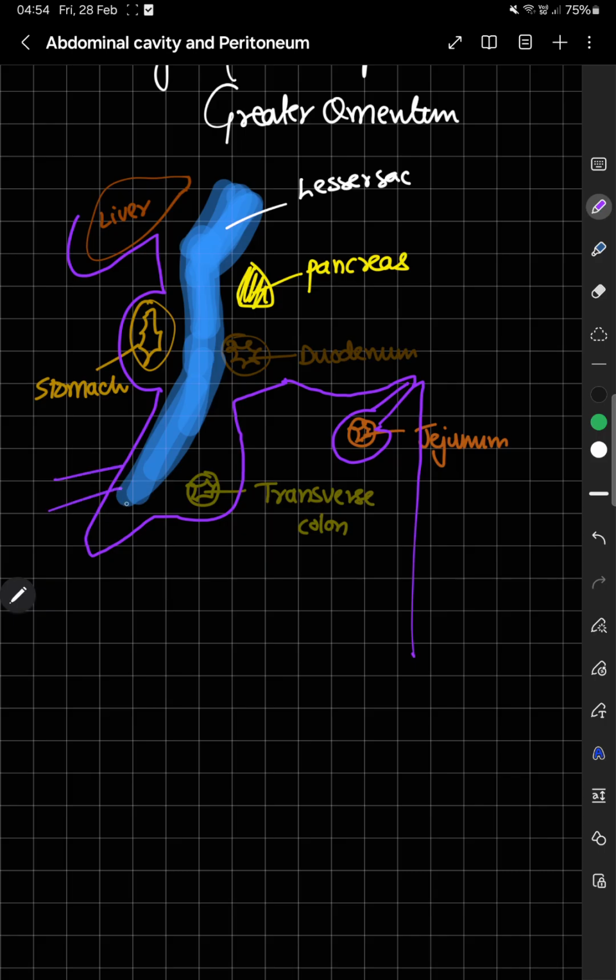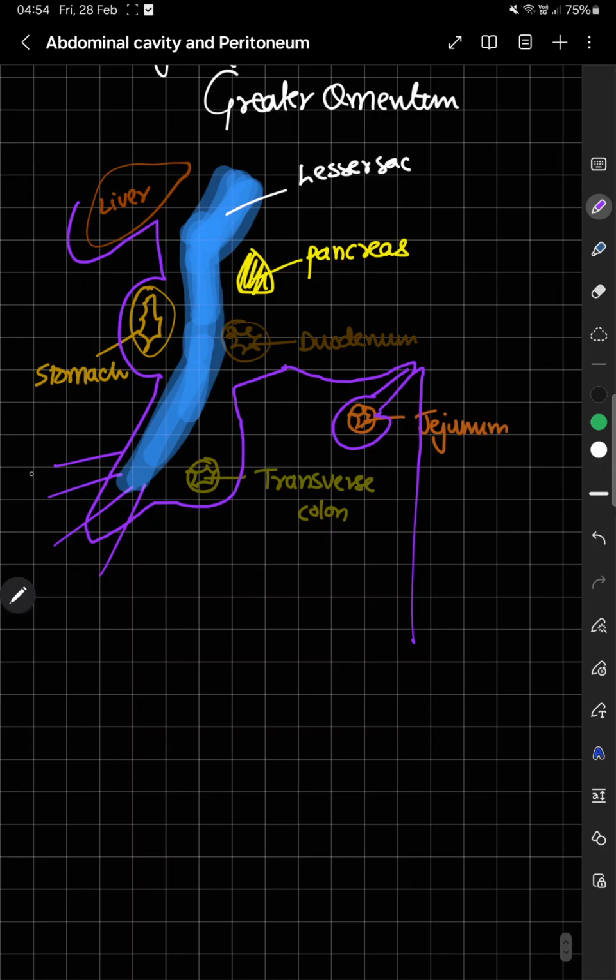So here we have the 4 layers, 2 anterior and 2 posterior. These are the layers of our greater omentum.